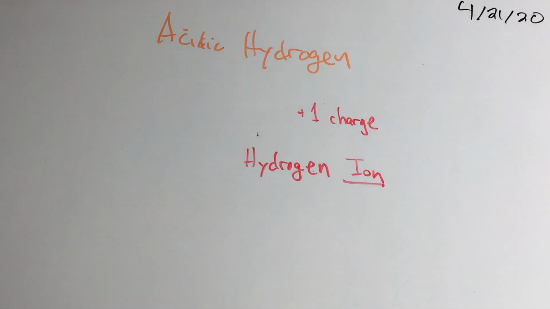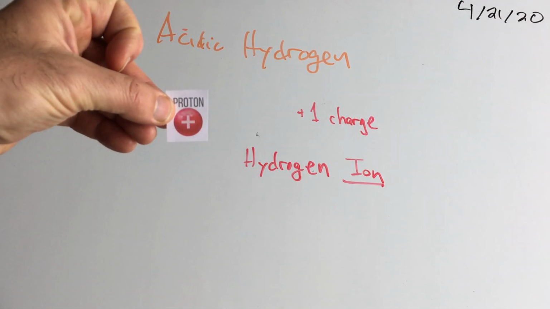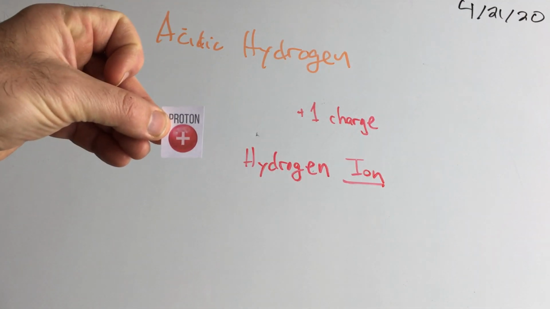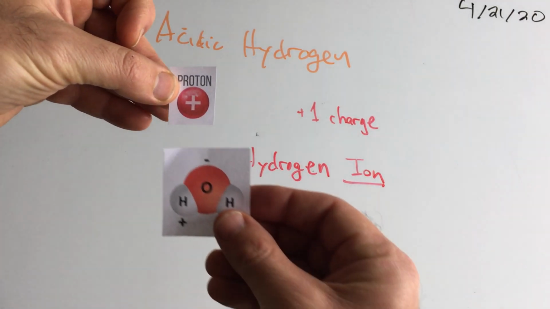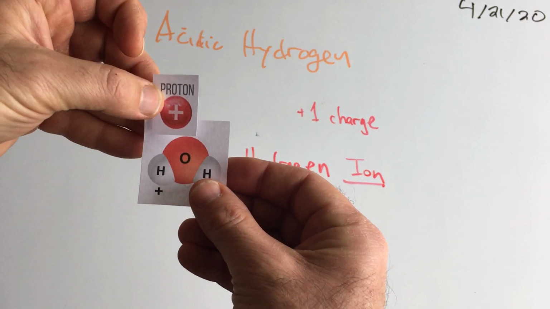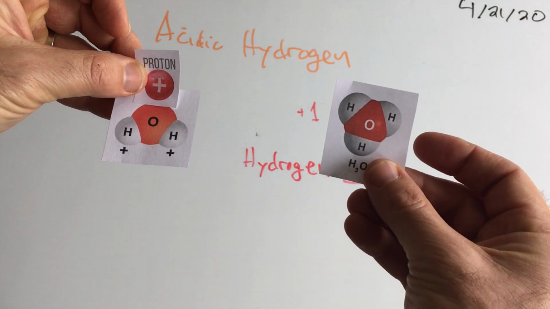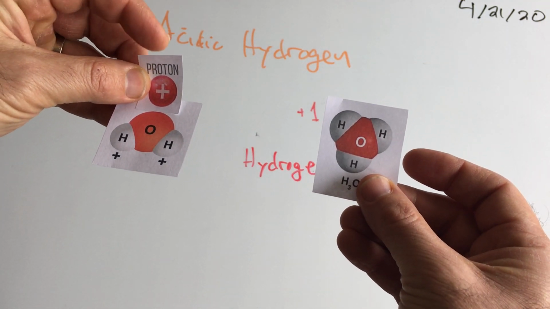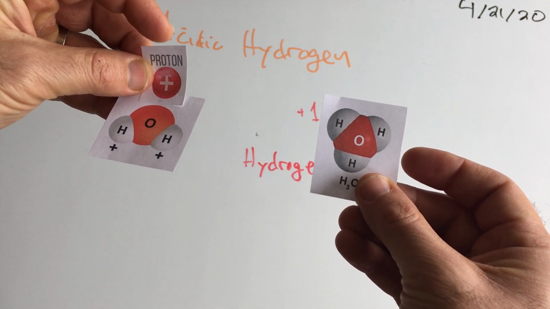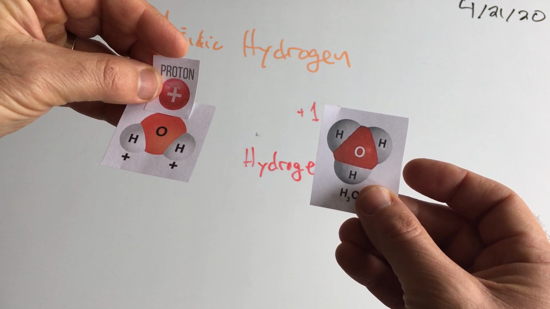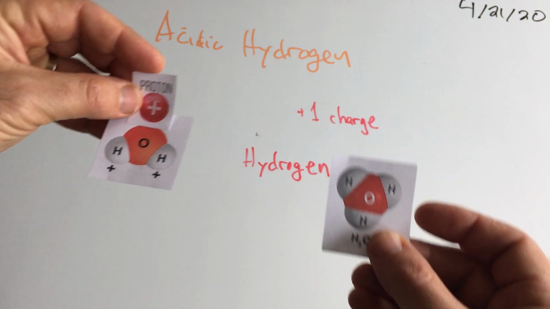So it's actually this proton, or acidic hydrogen, that changes water, bink, into hydronium, which means it's this proton that causes acid to be an acid. We'll talk about that more in just a second.